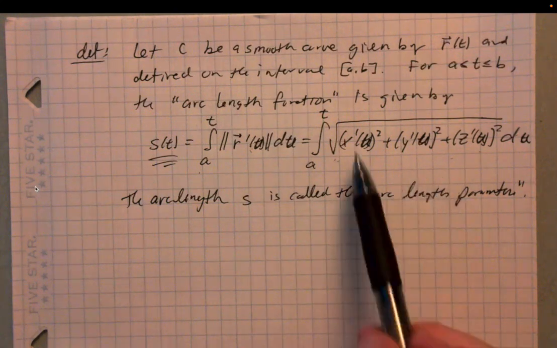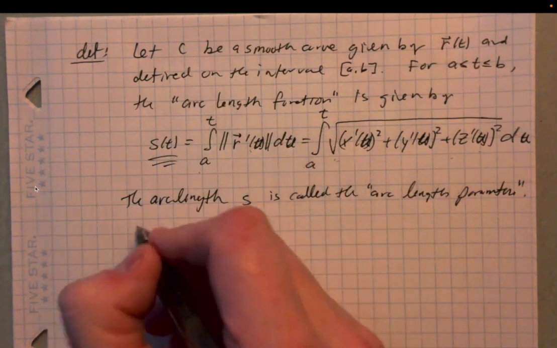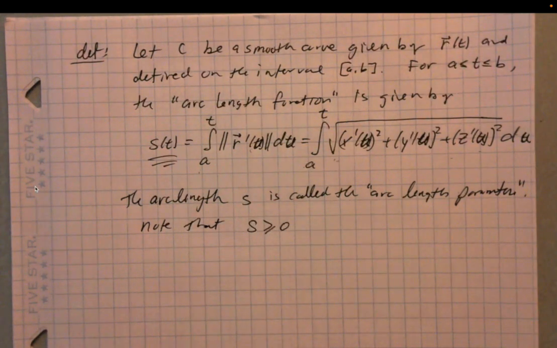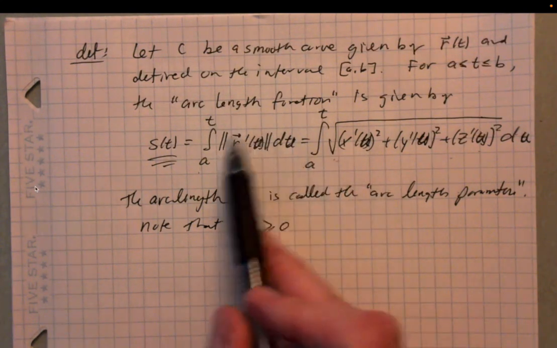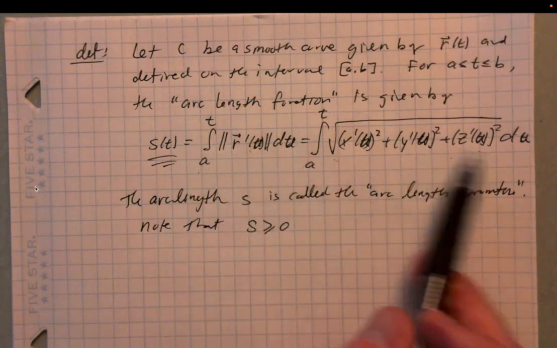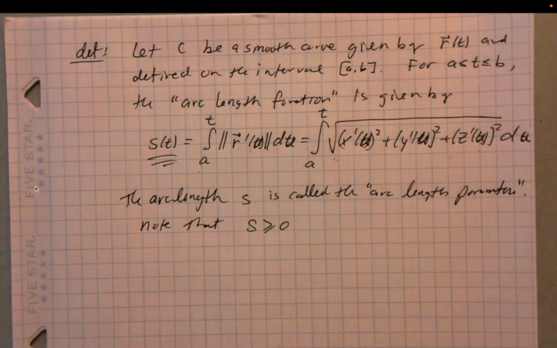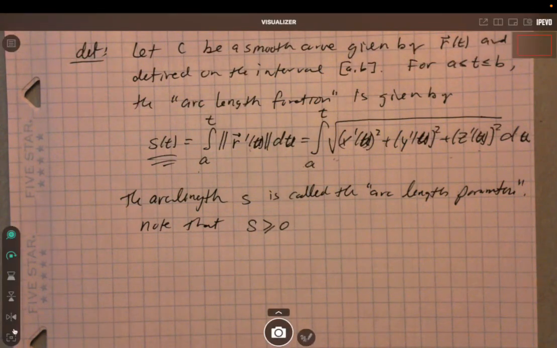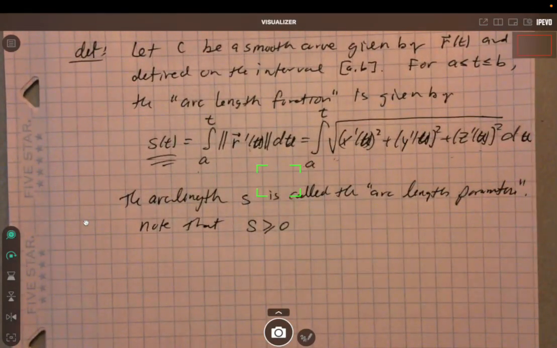Now notice that here s will always be greater than 0. This is obvious, because this is the norm, so this is going to be a positive valued function. So s will be greater than or equal to 0. That's the setup. Given a smooth curve with a vector valued function of t, we can define an arc length function s of t by doing this integral that we talked about back in Calc 2, and now we're bringing back up.